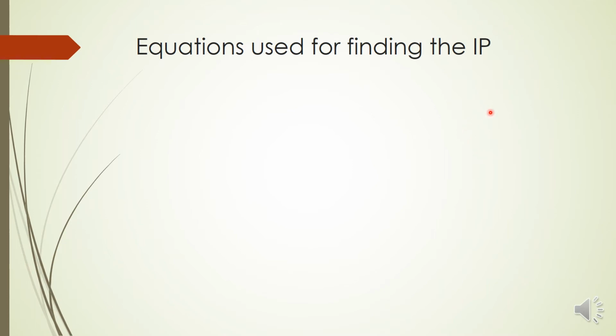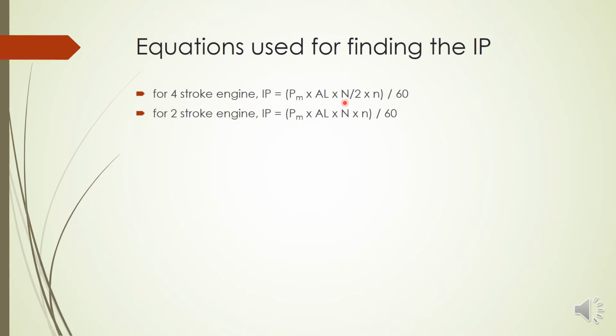So how to calculate indicated power? For a 4-stroke engine we can use this equation. Indicated power is equal to mean effective pressure Pm, obtained from the indicator diagram, into the swept volume, area into stroke length A L, and N by 2. What is N? N is the RPM. In the 2-stroke engine, the only difference is that we are not dividing N by 2. We use N as such, but here we are dividing by 2.